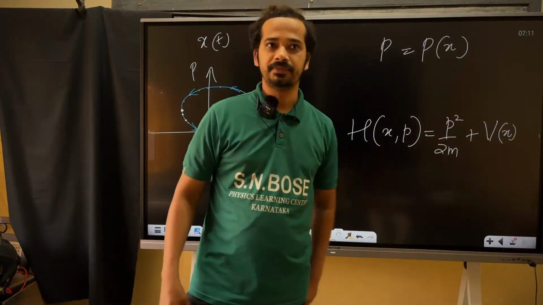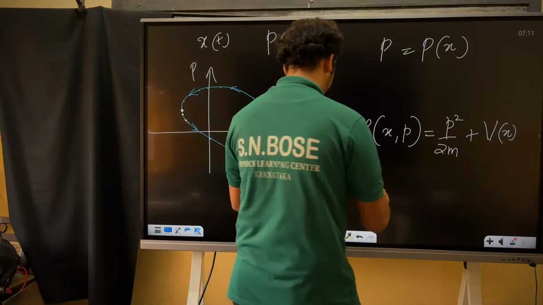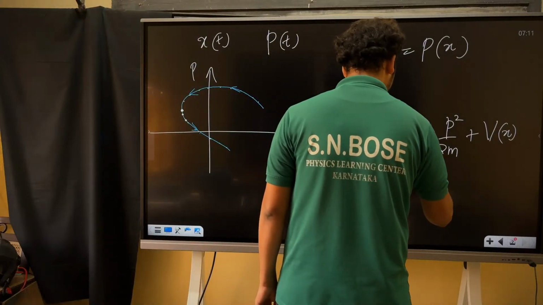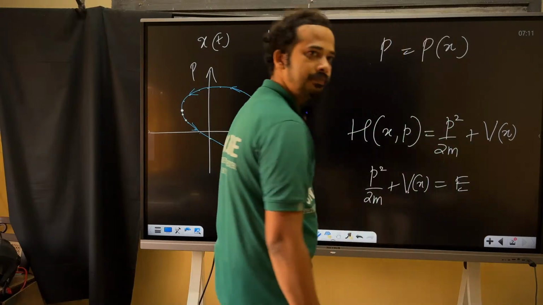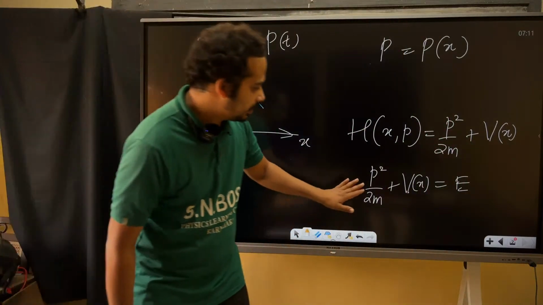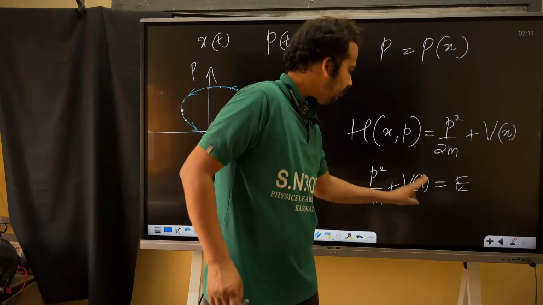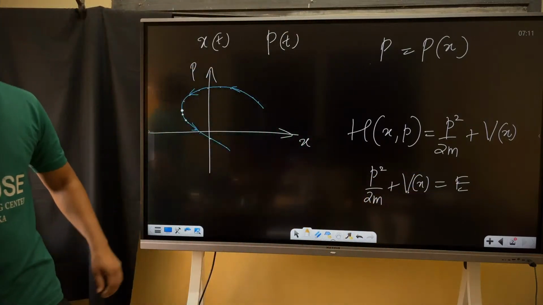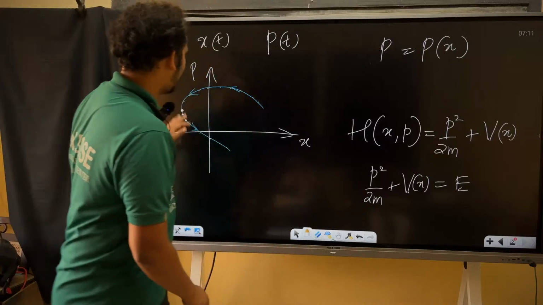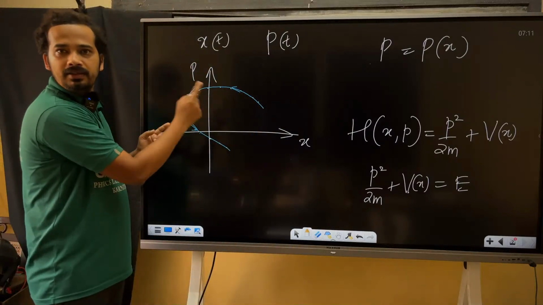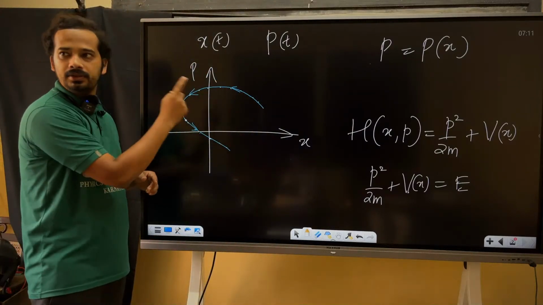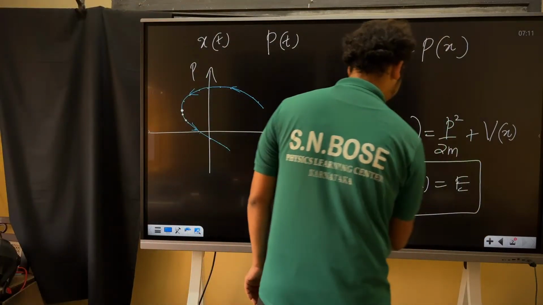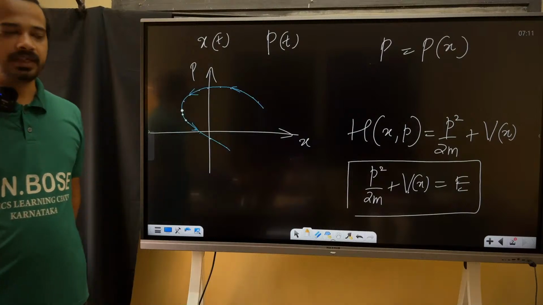This is the energy, isn't it? So p square by 2m plus V of x is equal to the energy. Now this itself is the relation between p and x. Phase space trajectory means you have to find the relation between p in terms of x, so this expression itself has that relation.